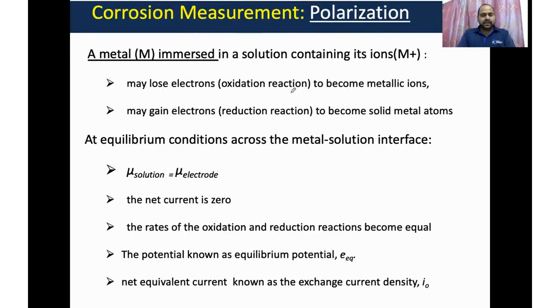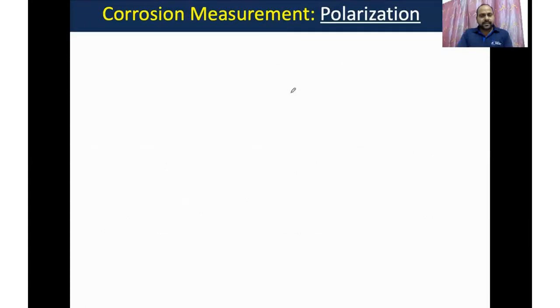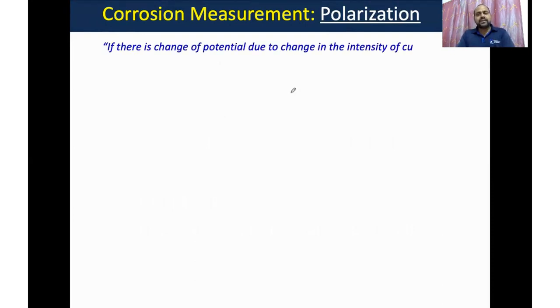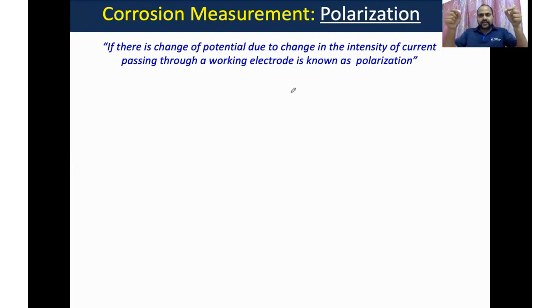So let me say here, a change of potential due to a change in the intensity of the current passing through a working electrode is known as polarization. If you are applying a current, then of course the current will flow through the electrode.